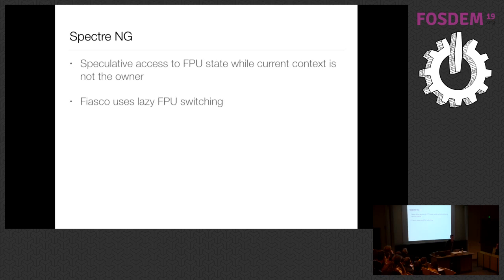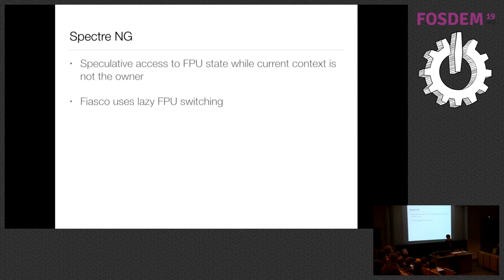All right. For a dramatic reason, I now drop out of the more causal order of things and first want to talk about Spectre NG, which was discovered by Julian as together with a colleague. So they made the discovery that the CPU also speculatively accesses FPU state while the current thread, or the current context running on the CPU, is not the owner of the FPU. So that's bad because Fiasco uses lazy FPU switching, which means that only threads that need access to the FPU will become the owner of the FPU by the first access causing a trap, which is then used to restore the original FPU state for that thread, and then the thread can continue.